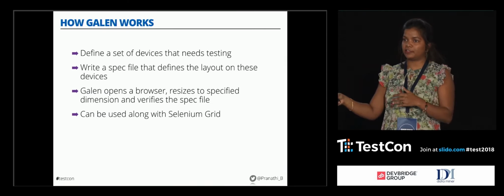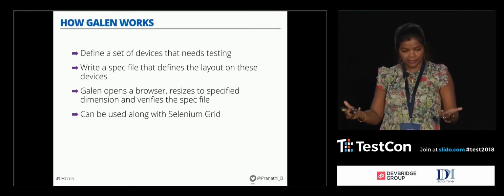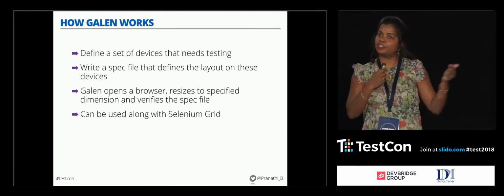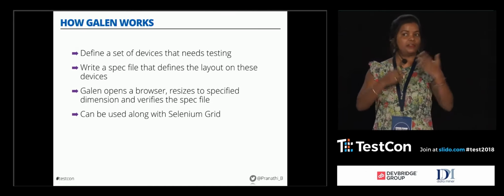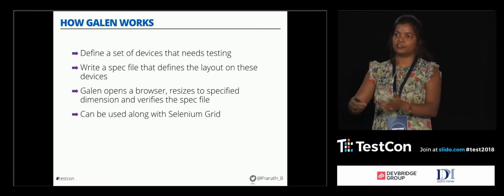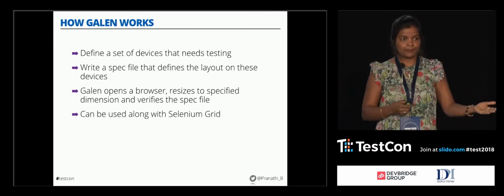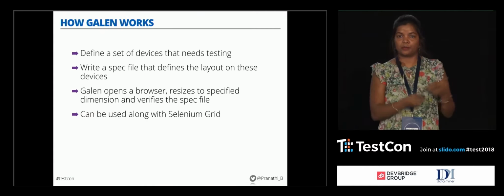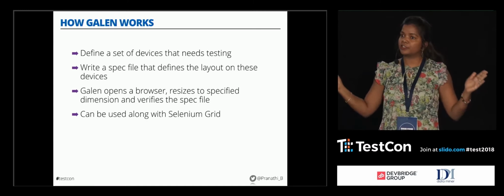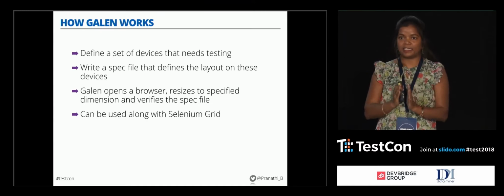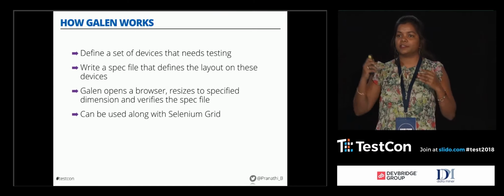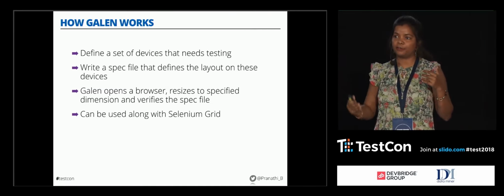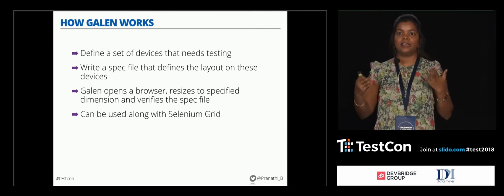Once you have these different screen sizes or screen resolution buckets, then you write something called a Galen spec file, which defines how the design is going to look on these different resolutions. Once you have the spec file and you run it, what Galen basically does is it opens the browser and renders your screen to the defined size. If it's mobile, it's going to shrink to a mobile size. If it's desktop, it's going to expand to a desktop size, and it's going to verify the spec file on that particular resolution.